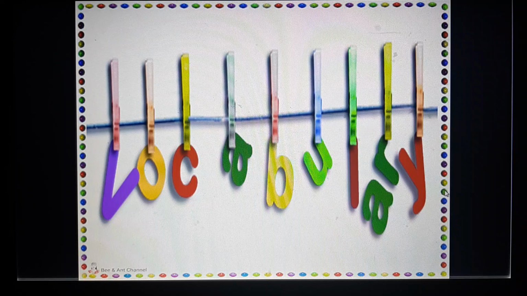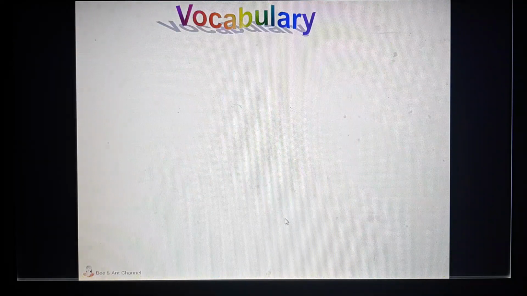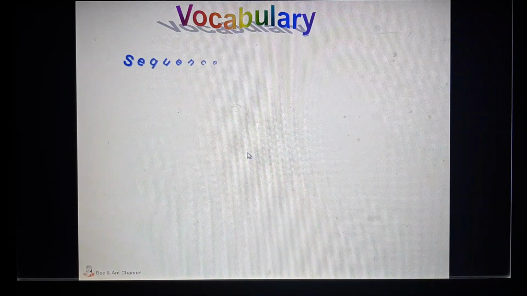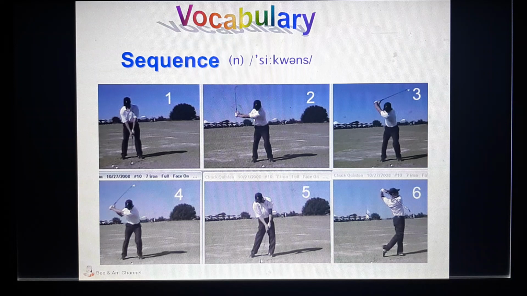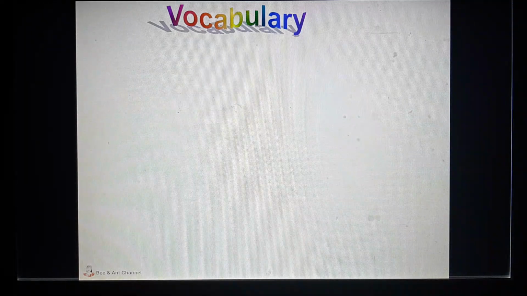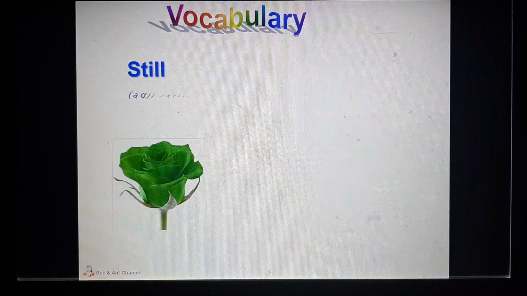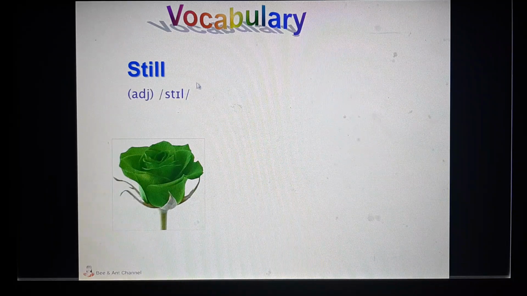Now we will study vocabulary. Sequence, sequence. Look at the pictures. Sequence. Still, still.